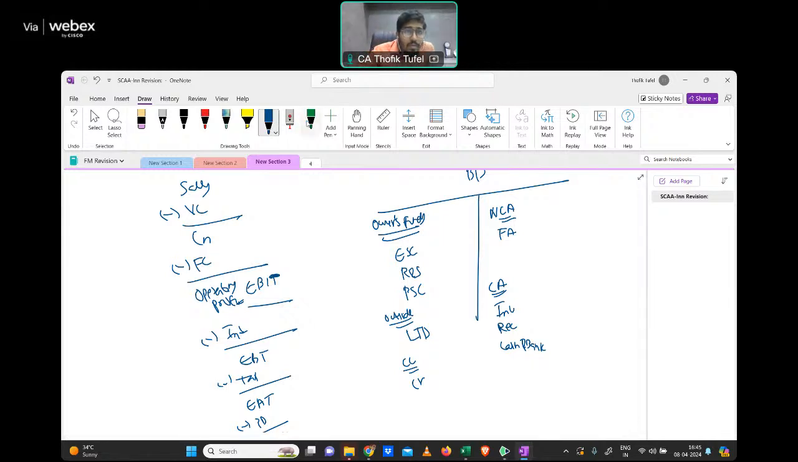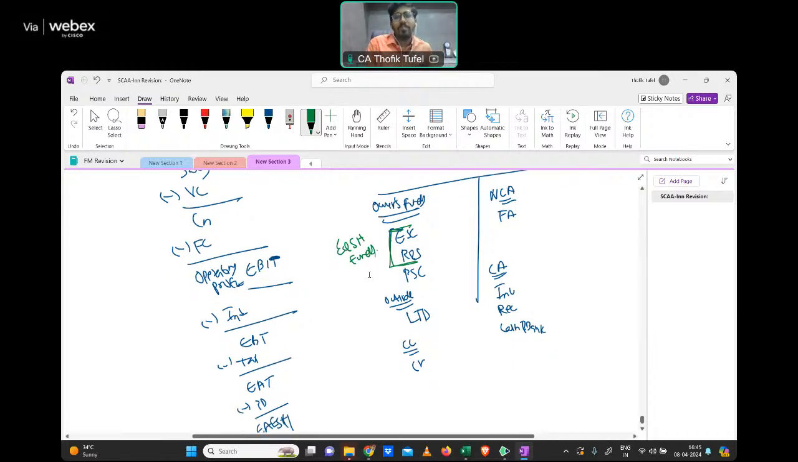Now, equity and reserves and surplus together are called equity shareholder funds.